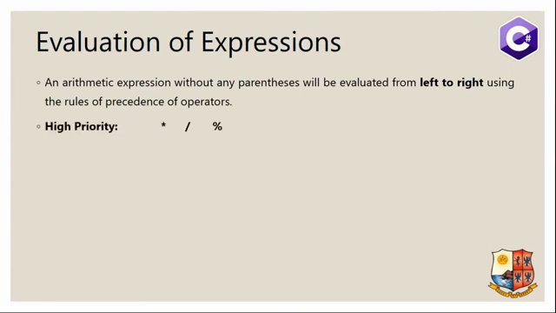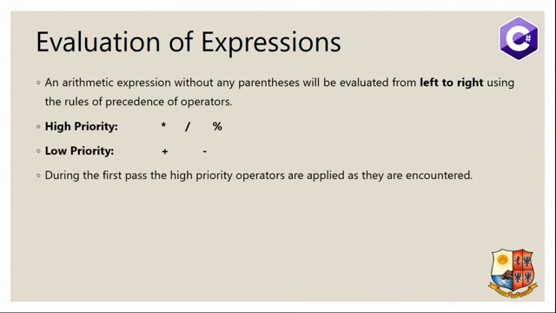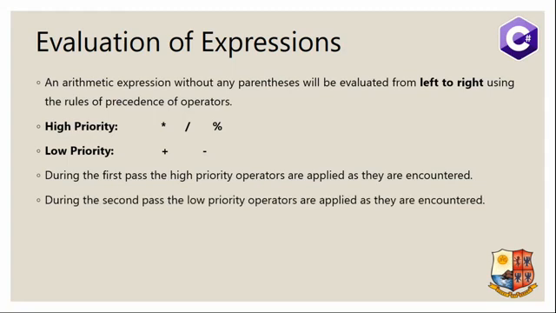Let me give you a few things. I think you would have already come across this, but let us just revise it. You see these symbols, multiplication, division, and modulus, take high priority, and low priority goes to plus and minus in arithmetic operations. How does it happen? Every expression which you give the system to evaluate goes through 2 passes. The first pass will evaluate all the high priority operators as they are encountered, and then during the second pass, the low priority operators are applied.